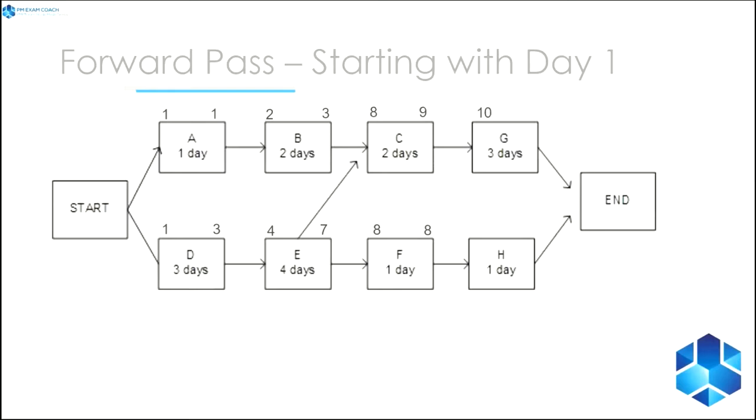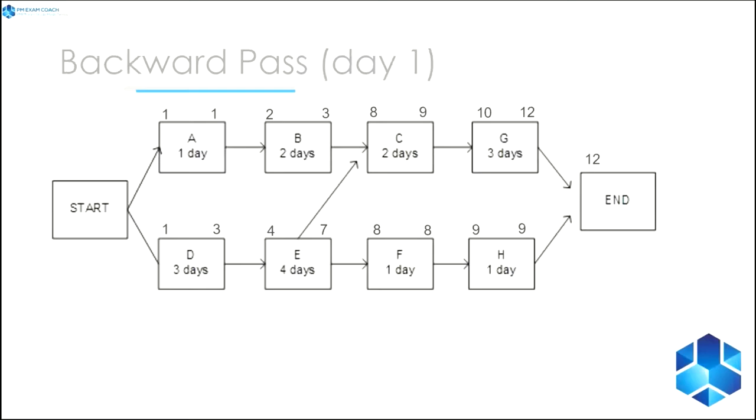Up top with a G, we're going to start on 10, end on 12. H begins on 9 and ends on 9. So we can see that the longest path through the network was activity D, E, C, G. And the total duration was 12. All right, so now we've done our forward pass.